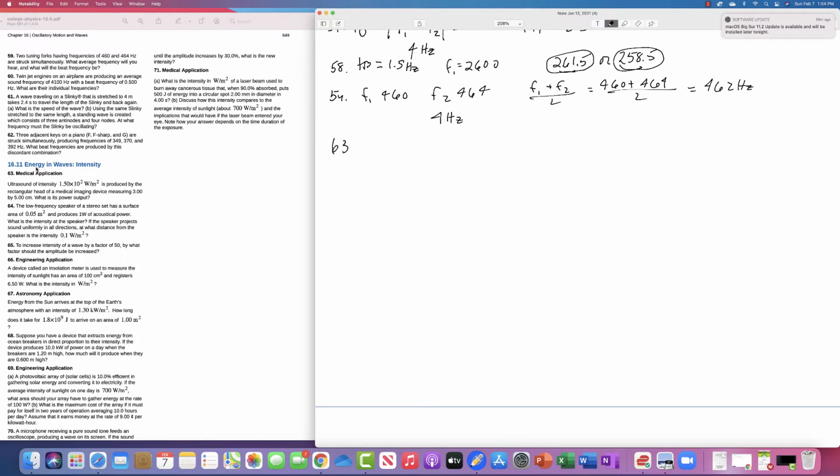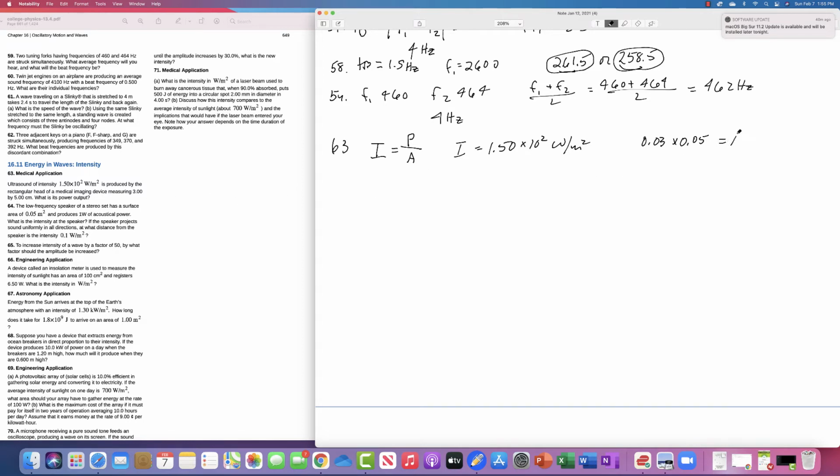Number 63. Now with 63, we're moving into intensity. And the key formula here is I is equal to power in watts over area. So the intensity is the power in watts per unit of area. And number 63 states ultrasound intensity is 1.50 times 10 to the second watts per meter squared. It's produced by a triangular head that measures 3 by 5 centimeters, or 0.03 by 0.05 meters. That's very important to change into meters. What is the power output?